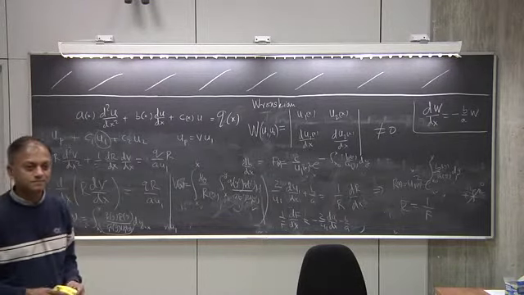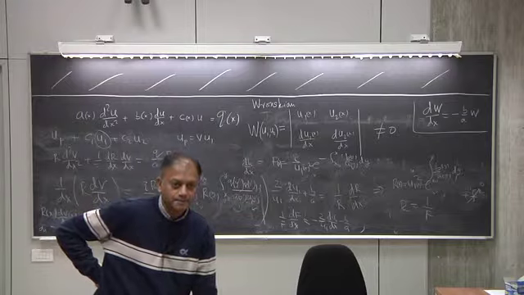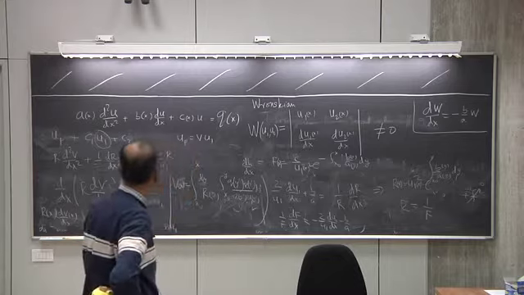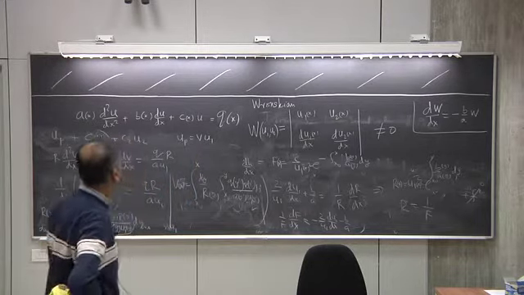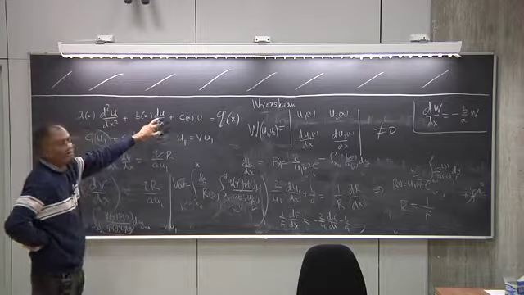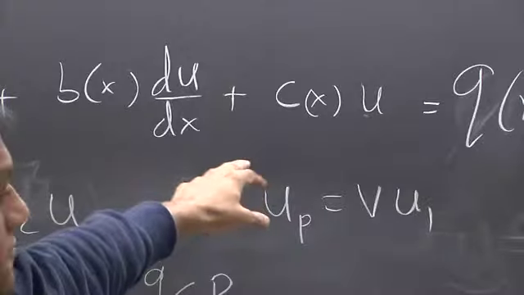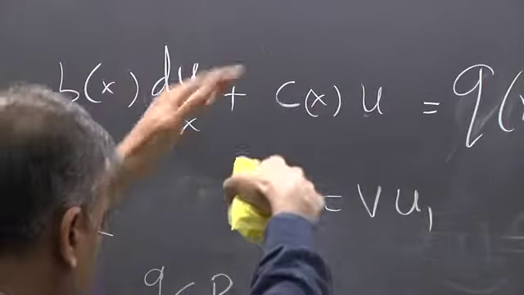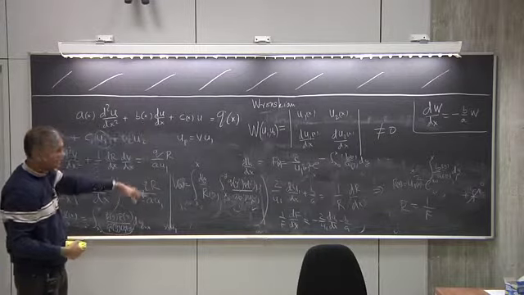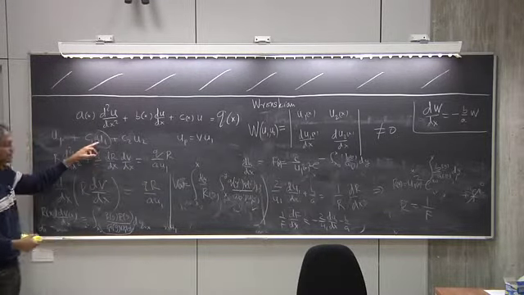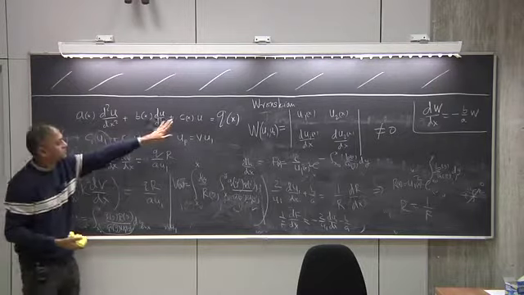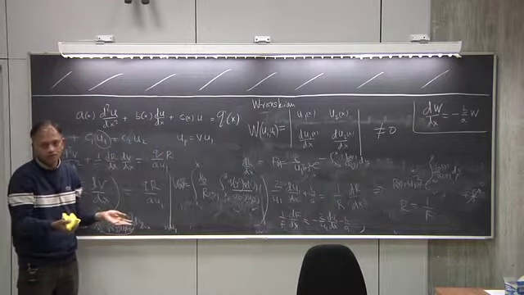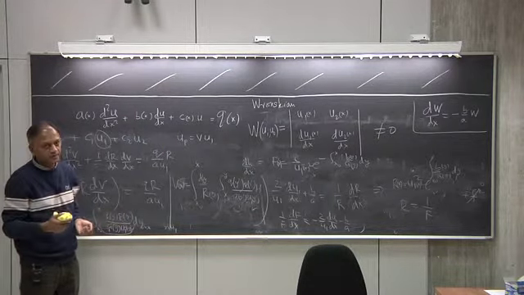What will happen if C of x is equal to 0? If C of x is 0, then this already becomes a first order differential equation for du by dx. So then you can directly work it out. You don't even need to know u1, because in that case, you can completely solve the problem already for the homogeneous equation itself. So you can find both u1 and u2 if C was 0.